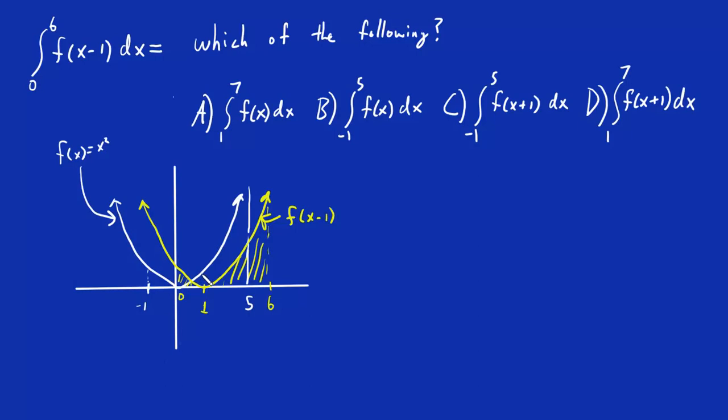And so then this area here, and I'll mark it, this area plus this area right here would match the area for the yellow curve under the line. So looking at our choices here, it's this guy right here. This is f of x from -1 to 5, and your answer is B.